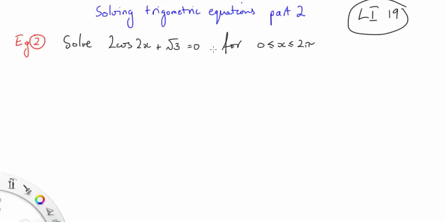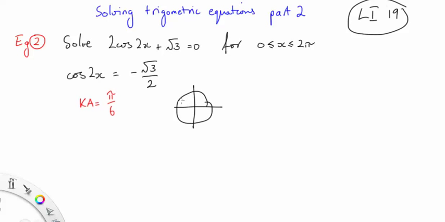So just like the previous example, the first thing to do here is our algebra. Rearranging this equation, we get cos 2x is minus root 3 on 2. And once again, our key angle is going to be equal to, well, cos of 30 degrees is root 3 on 2, and that's the same as pi on 6. Same as the previous example, we know that cos is negative here and here, so we know that 2x equals pi minus pi on 6, or pi plus pi on 6.